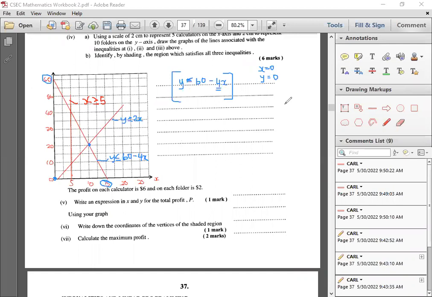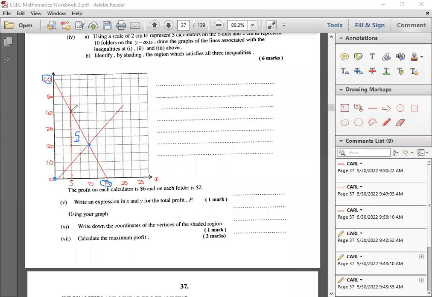All right, so this is how your graph should look like. And here is going to be your common area.